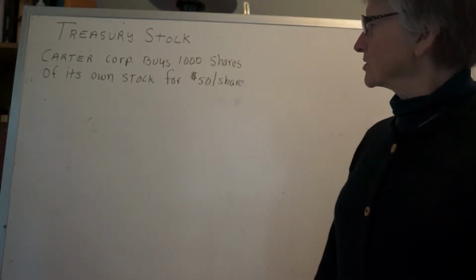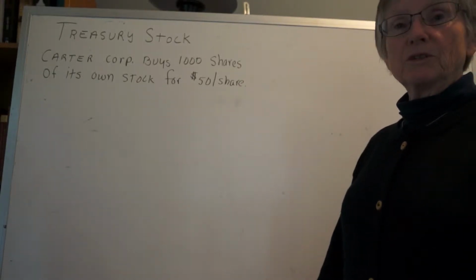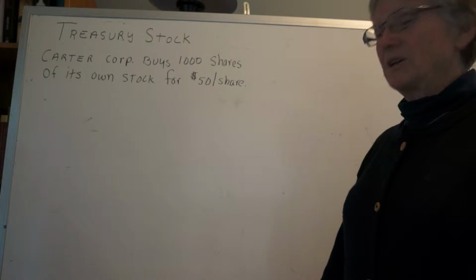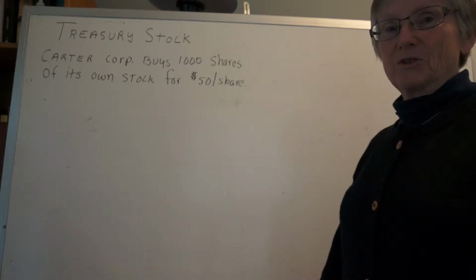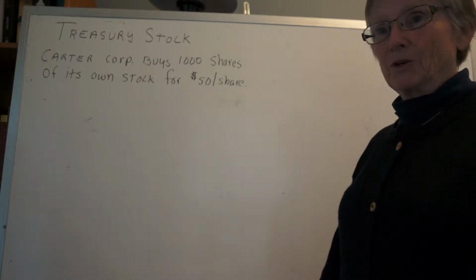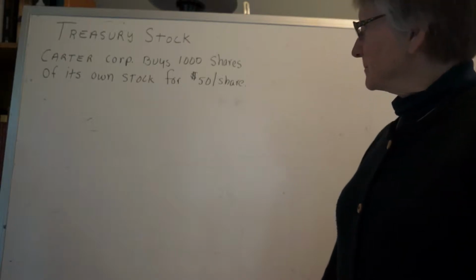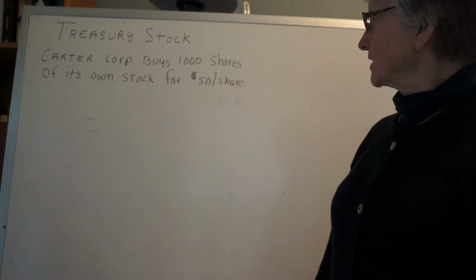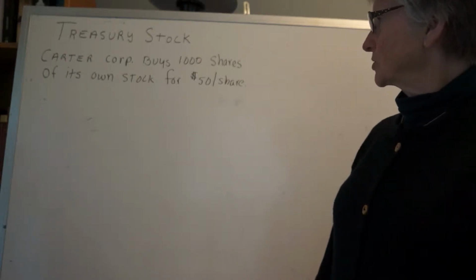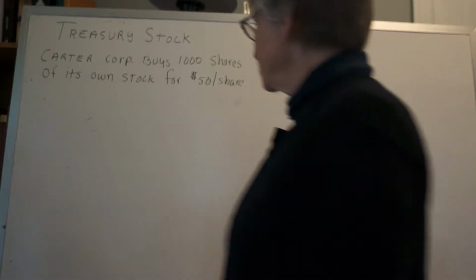Okay, so this is treasury stock, and we'll be doing the accounting for treasury stock. I'm using the example that's in the notes, so you might want to follow along with that. Carter Company, or Corp, buys back 1,000 shares of its own stock for $50 a share.